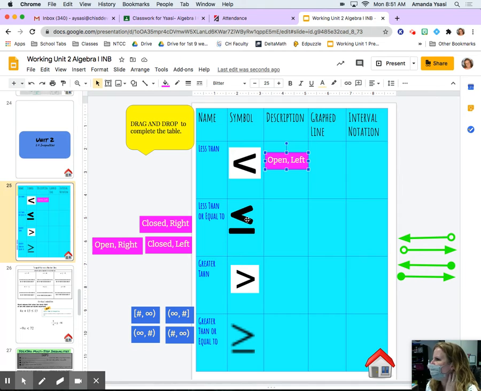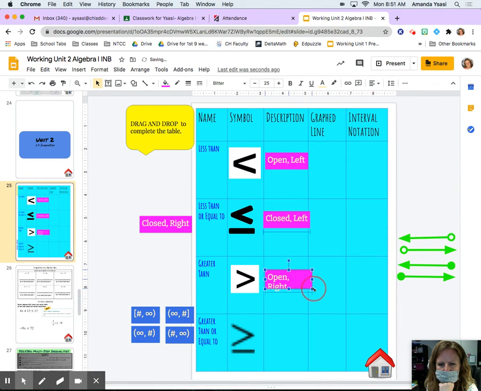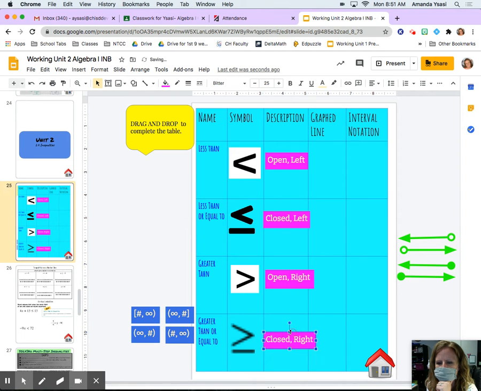But anytime that it is or equal to, it's going to be a closed circle. And this is also less than, so it's going to go left. Greater than is going to go right because the numbers going right are getting bigger. So that'll be open because it's not or equal to. Open and right. And then greater than or equal to is going to be closed and right. It's going to be a closed circle.